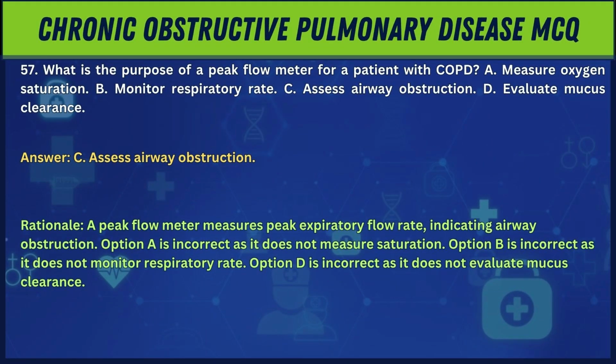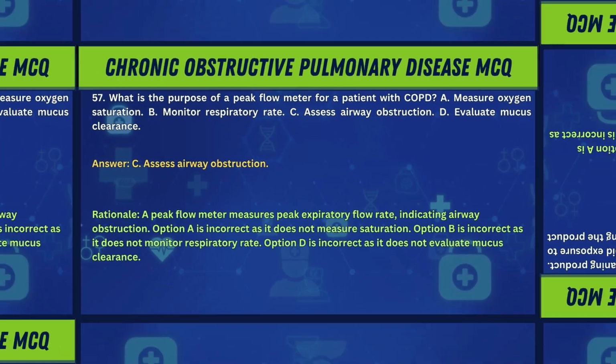57. What is the purpose of a peak flow meter for a patient with COPD? A. Measure oxygen saturation. B. Monitor respiratory rate. C. Assess airway obstruction. D. Evaluate mucus clearance. Answer: C. Assess airway obstruction. Rationale: a peak flow meter measures peak expiratory flow rate, indicating airway obstruction. Option A is incorrect, as it does not measure saturation. Option B is incorrect, as it does not monitor respiratory rate. Option D is incorrect, as it does not evaluate mucus clearance.